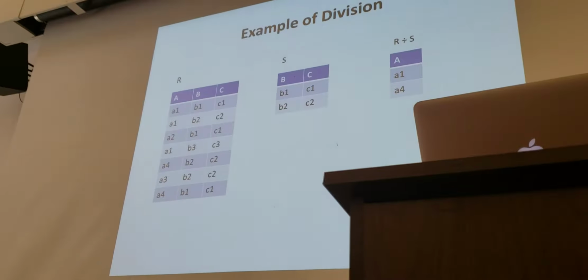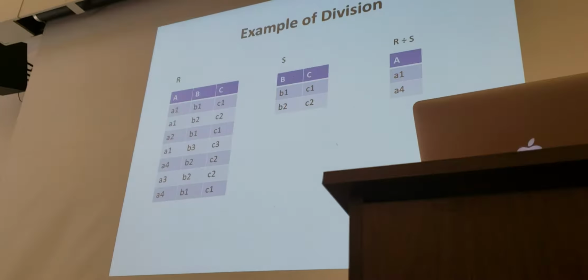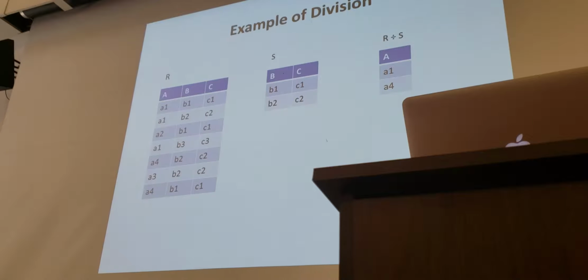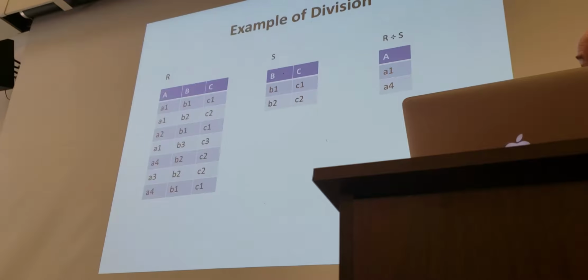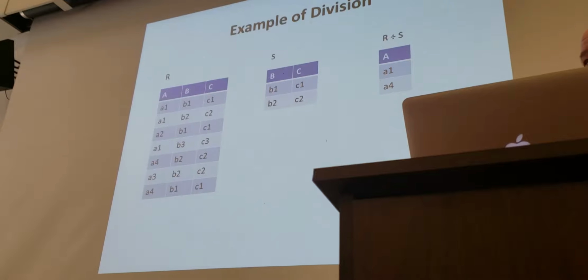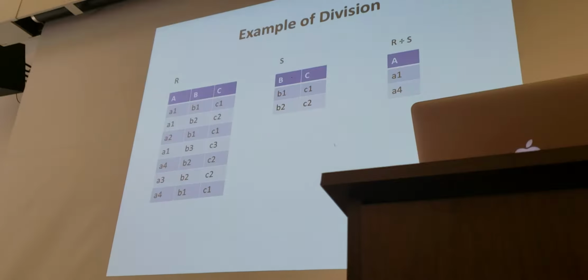Okay? What about A2? Is A2 going to appear inside the answer? Is there an A2, B1, C1? Yes! Yea, verily, there's an A2, B1, C1. But that's not good enough. There would also have to be an A2, B2, C2. I'm looking. I don't see an A2, B2, C2. Do you see an A2, B2, C2? Hard to say. There's no A2, B2, C2. A2 does not appear in my answer.